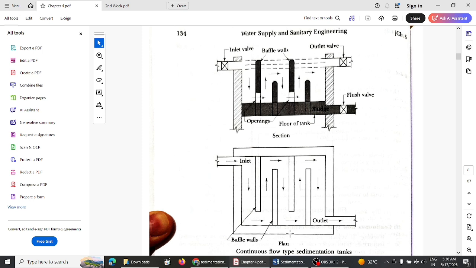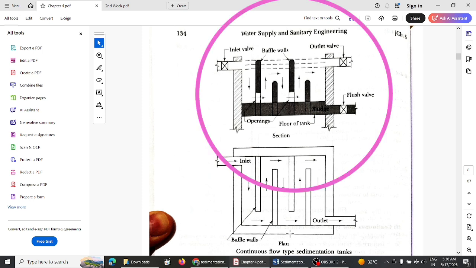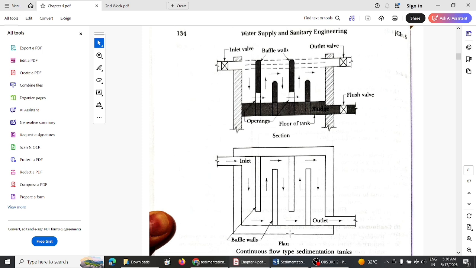Now, the types of sedimentation tank. Today's core concept is to discuss the basics of a sedimentation tank and solve certain problems. We will go very briefly. We have the rectangular tank, which is the most common in water treatment. In front of us, this is also a rectangular sedimentation tank. Flow enters from one side and exits from the other.